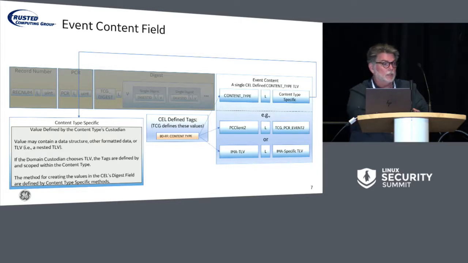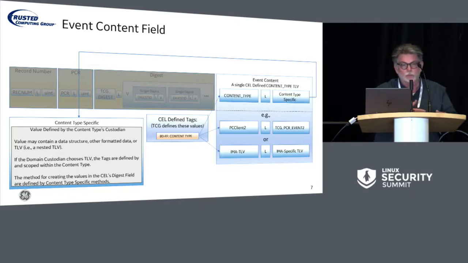For example, the PC client ones, I'm giving over the two PC client ones I've allocated to the PC client group and saying, you guys define how you want your event log to be transported inside this. And we've got one set up for IMA Legacy, which I'll describe, and IMA TLD. Those will define exactly how their set of data and their algorithms will be expressed inside this content type.